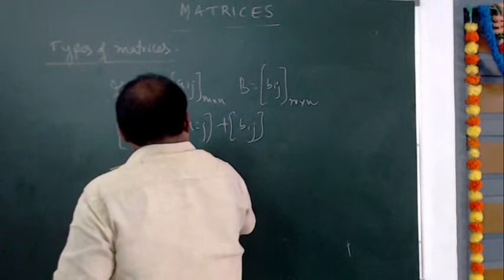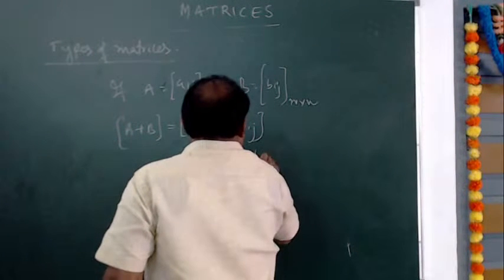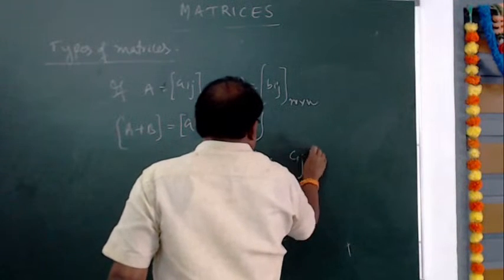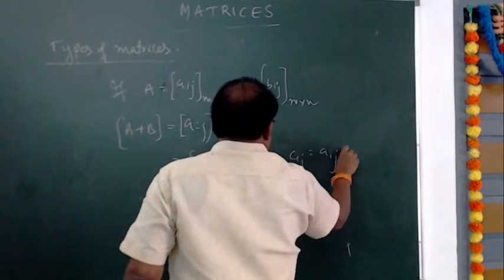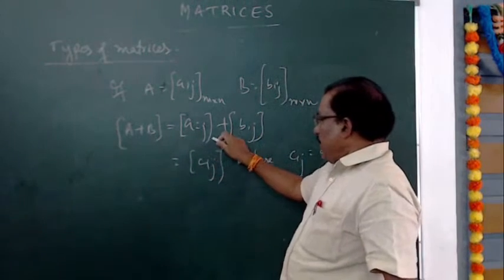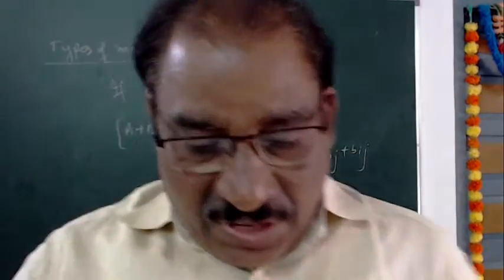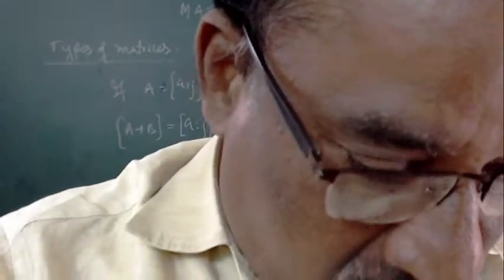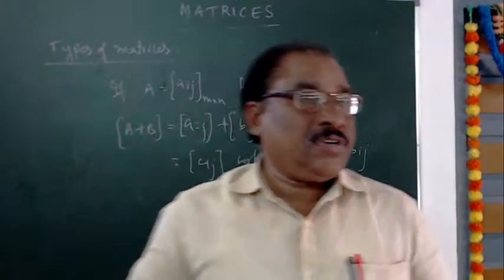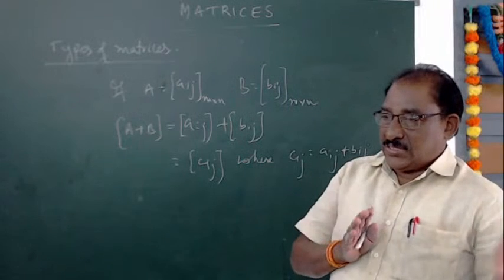Therefore this is Cij, where Cij is nothing but Aij plus Bij. Answer same: m by n, m by n, m by n. It is sum of the two matrices. Next class we will discuss the properties of the matrices.